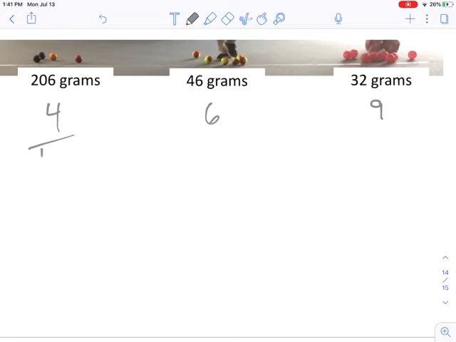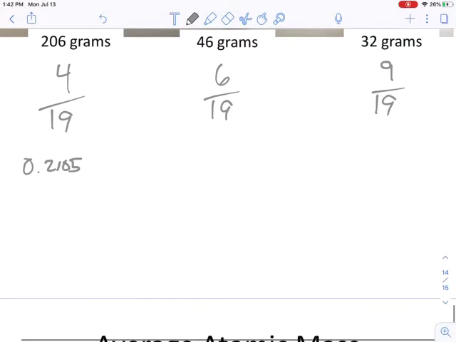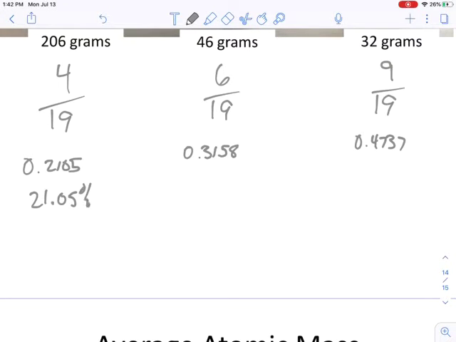Then 4 out of 19 and 6 out of 19 and 9 out of 19 will give us, respectively, 0.2105. It will give us 0.3158, and it will give us 0.4737, or it will give us 21.05%, 31.58%, and 47.37% of those guys that are there, right?